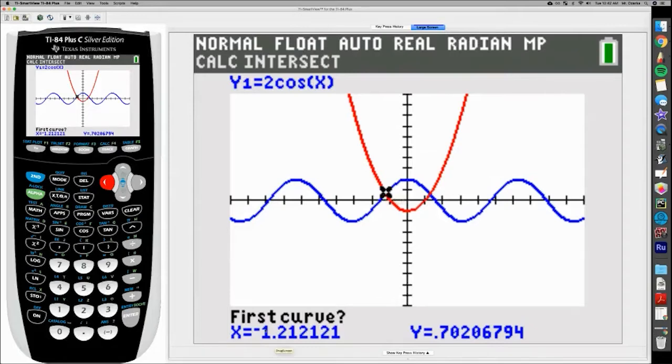Now first curve, I want it to be the blue curve, which is this 2 cosine X. So I'm going to hit enter. Next, it says second curve. I want it to be the red. If you went back to the first curve, it makes no sense. The first curve and the second curve, you can't have them be the same. They intersect everywhere.